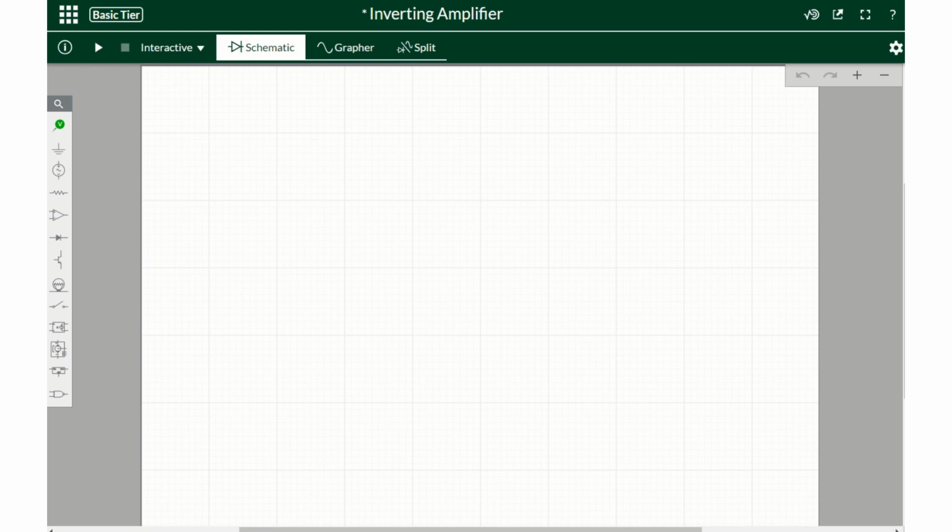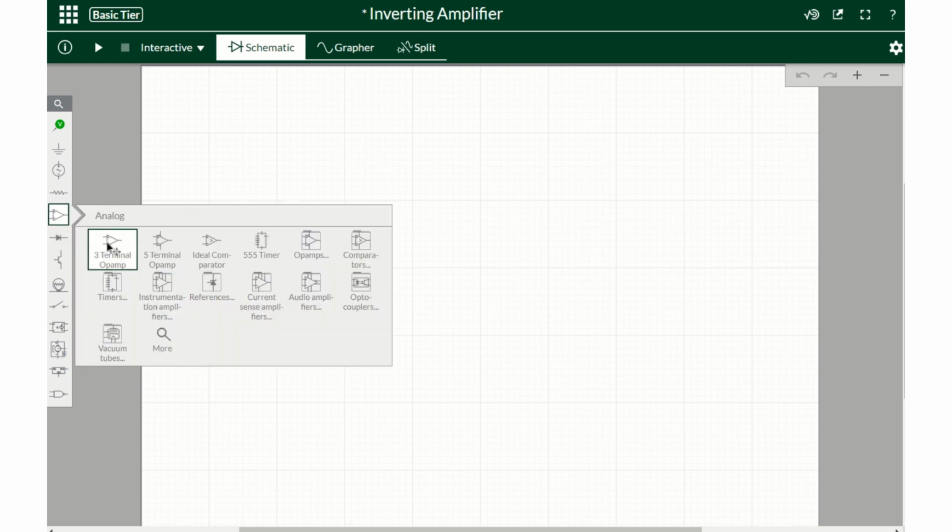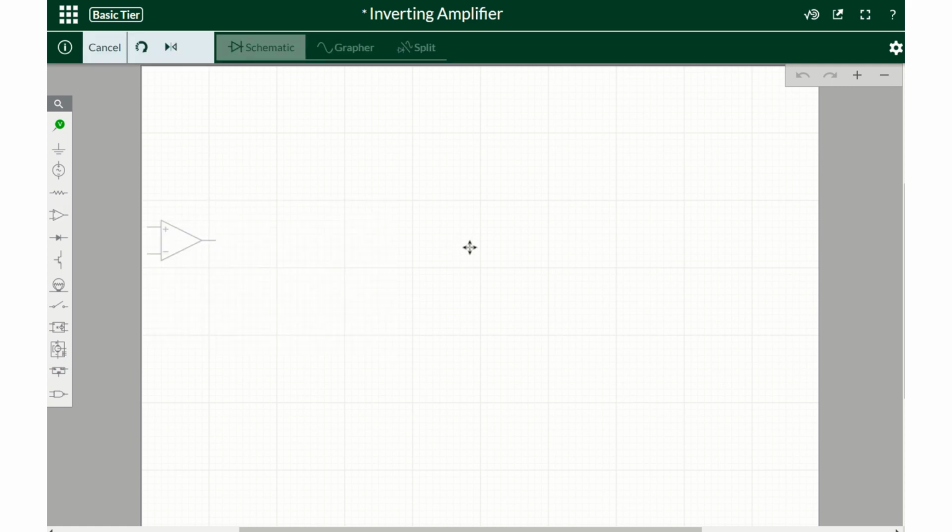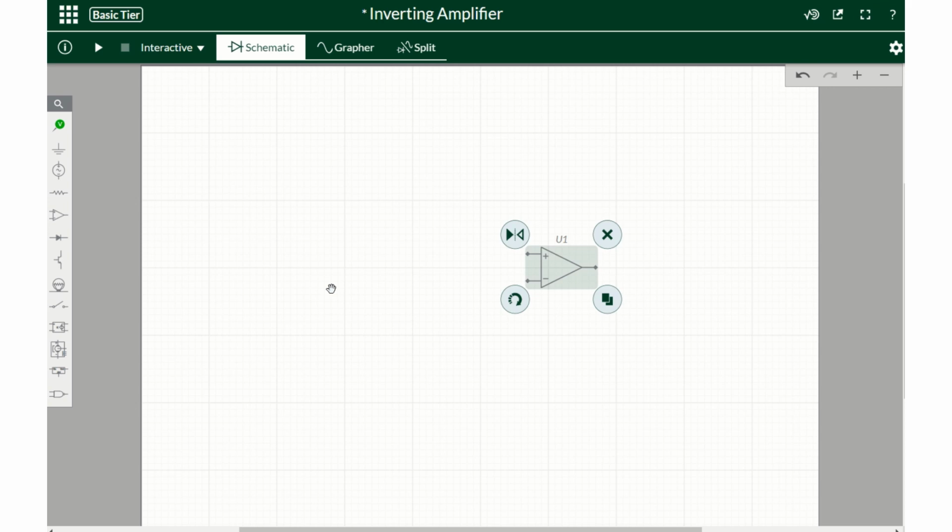So in our previous video, we have drawn a non-inverting amplifier in Multisim. We're going to now draw an inverting amplifier in Multisim. So we are selecting an amplifier, a simple amplifier. Now I have this in as my output.